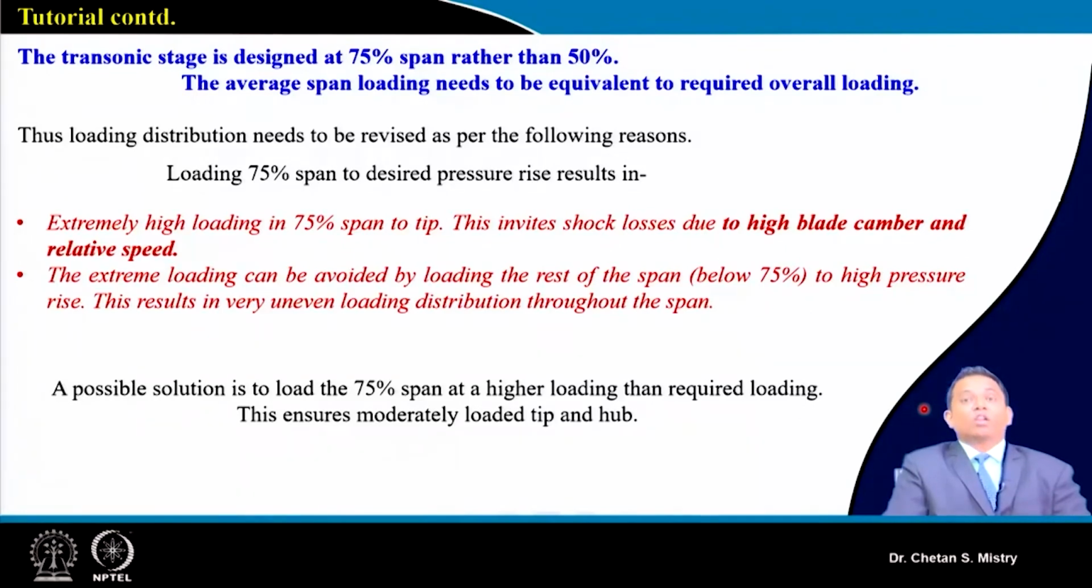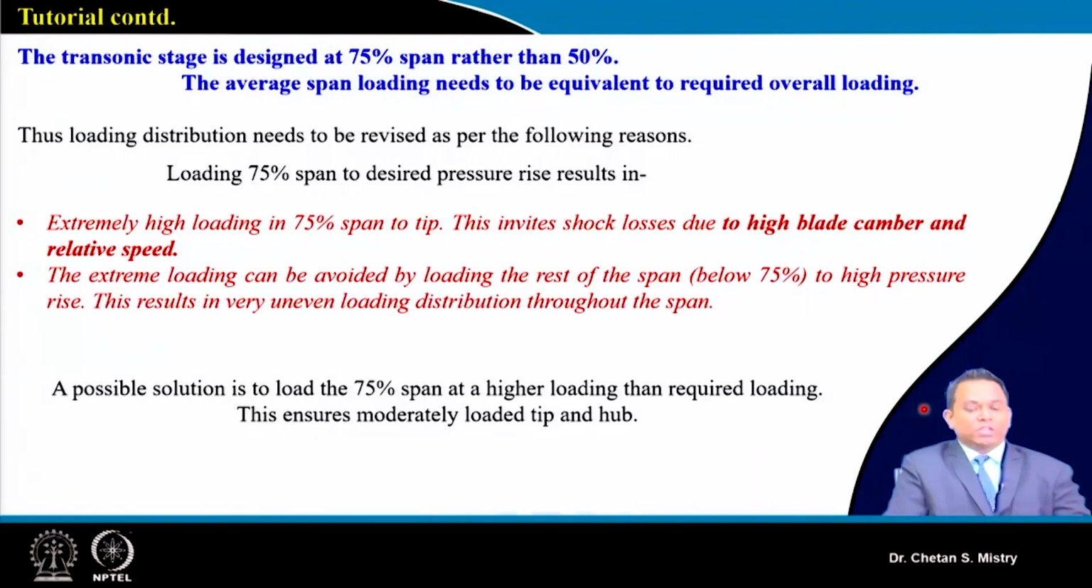Okay. Now in order to get rid of this difficulty, maybe what we need to do is at 75% span, other than what we are expecting in terms of pressure ratio, suppose for this compressor the expected pressure ratio is 1.63, maybe you can assume at 75% span this pressure ratio to be on the higher side.